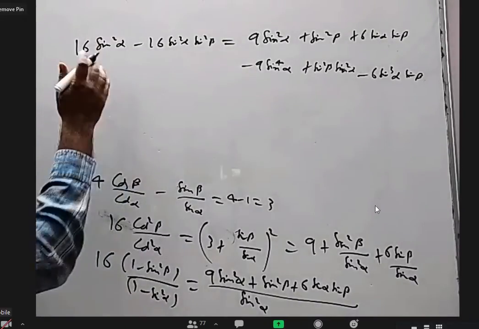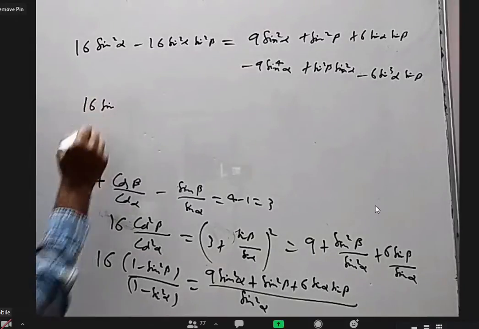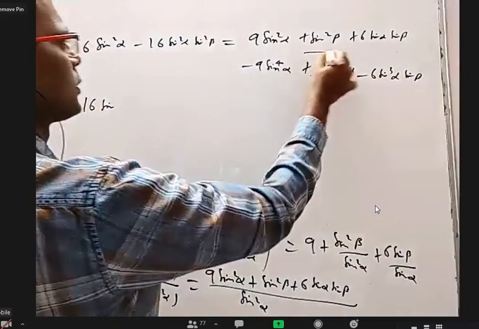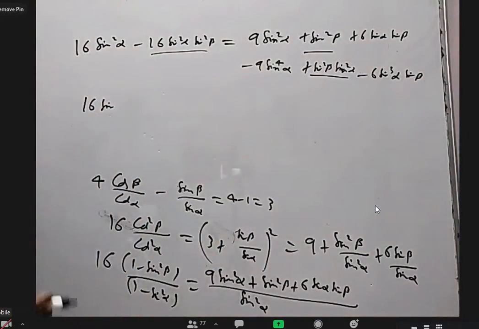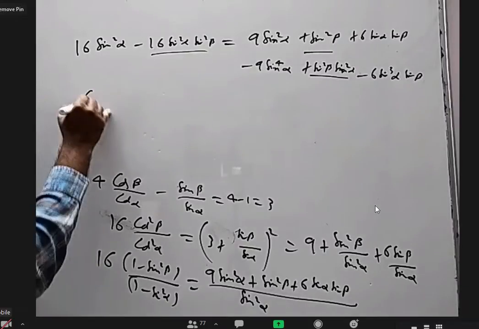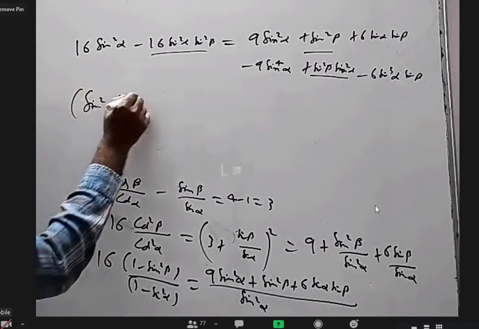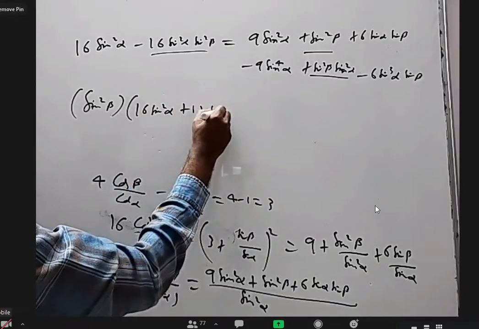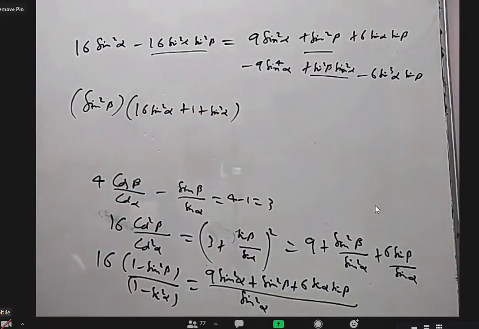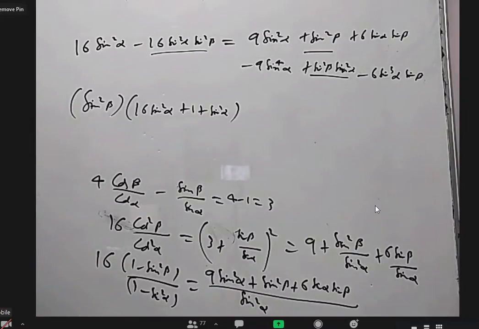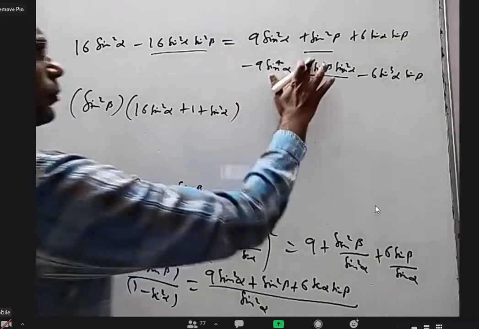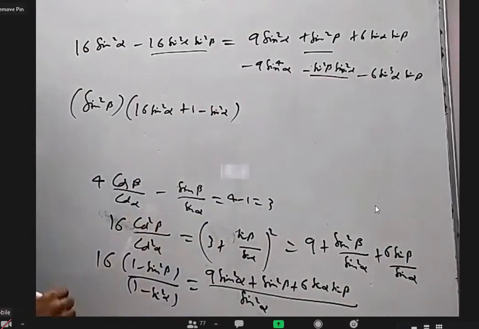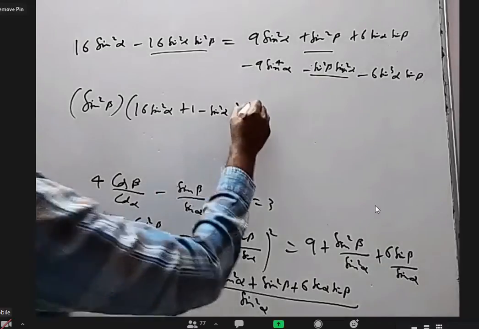If I take everything one side, 16 sin square beta is there, here and here and here. If I bring all of them together in one place, sin square beta into, I'll get 16 sin square alpha plus 1 plus sin square alpha. That is minus sin square beta sin square alpha, sir. That is also minus, okay. Then it will be minus sin square alpha. Okay. Next, what is the sin beta coefficient?